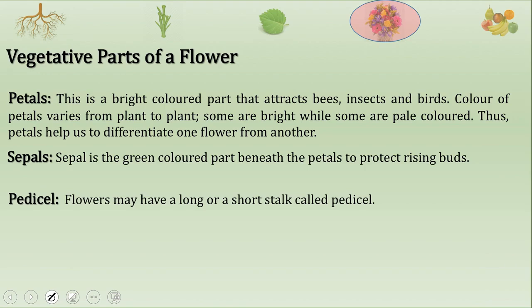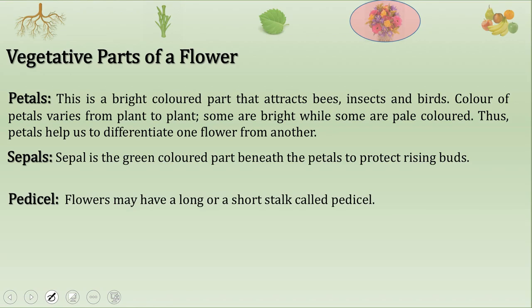Children, let us move to the vegetative parts of the flower. What do you mean by vegetative parts? Children, vegetative parts of the flower means those parts which are not involved in reproduction. Okay, first is petals. These are bright colored parts that attract insects, bees. The color of petals varies from plant to plant. Some are bright while some are pale colored.